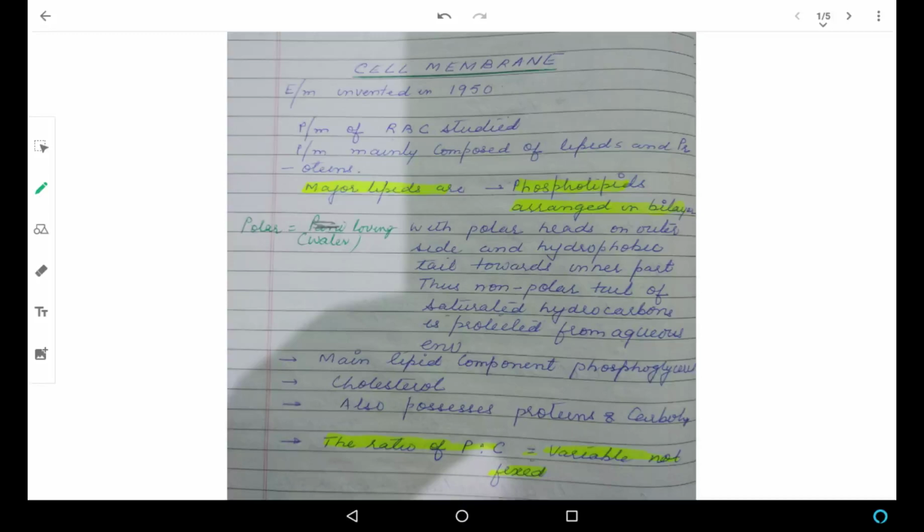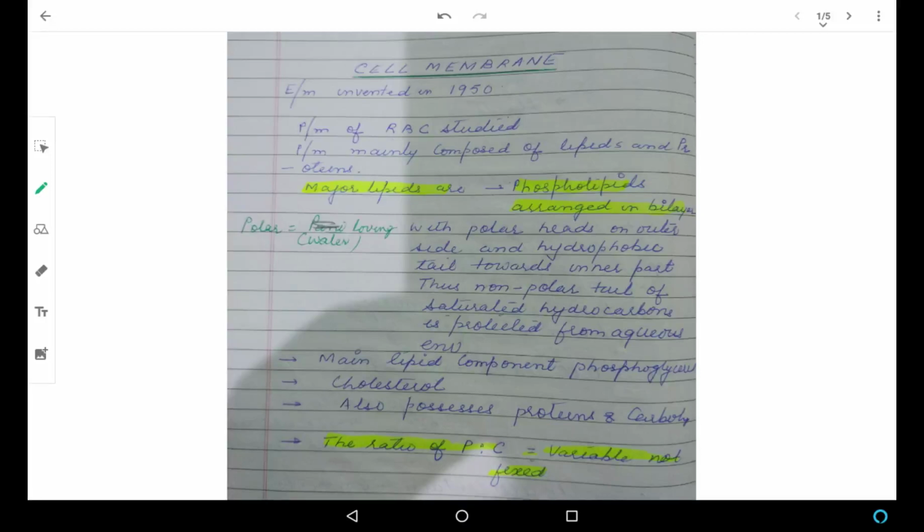After the invention of the electron microscope in 1950, the research activities in the field of cytology paced up a bit, and many hidden theories came to light because of this invention. To study the plasma membrane, the RBC plasma membrane is considered the best representative.